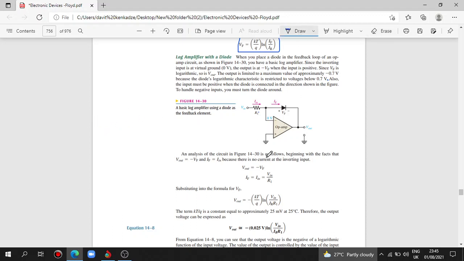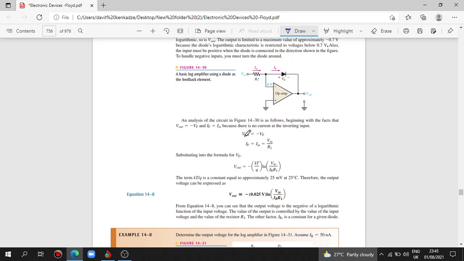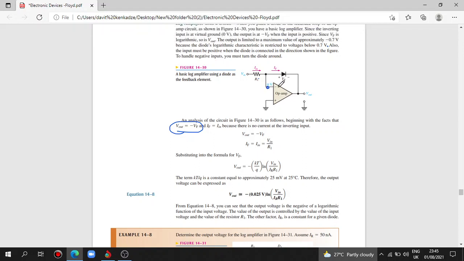It has to be positive. An analysis of the circuit is as follows, beginning with the fact that Vout is minus Vf. And Ef is En because there is no current at the inverting input. There is zero potential, and its input impedance is very high, and so there is no current.